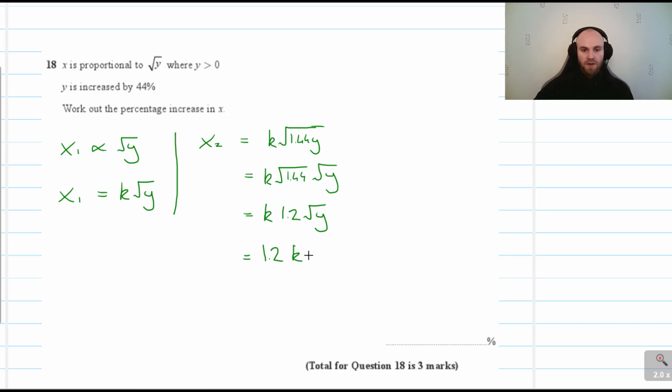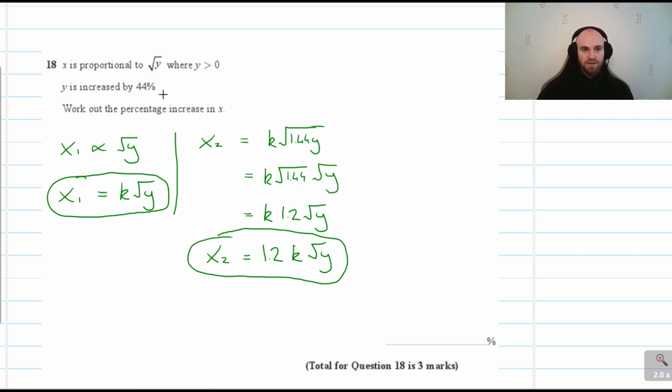So 1.2k root y. Can you say, if I put this x2 here, what the difference is between x1 and x2 after this increase of 44%? It's exactly the same. It has x1 equals k root y, x2 equals k root y, but with this 1.2 at the beginning. So if this is the equivalent of x1 equals 1k root y, and this is 1.2k root y, what is the percentage increase? Well, that is going to be a percentage increase of 20%.